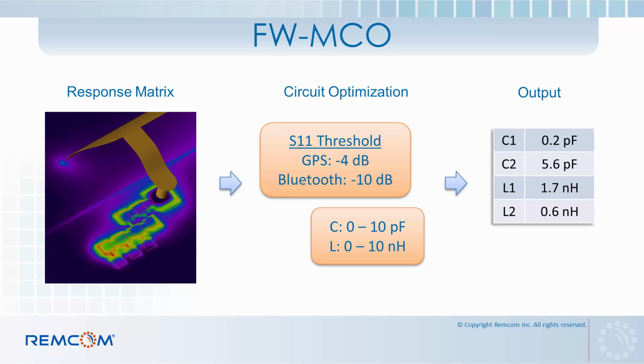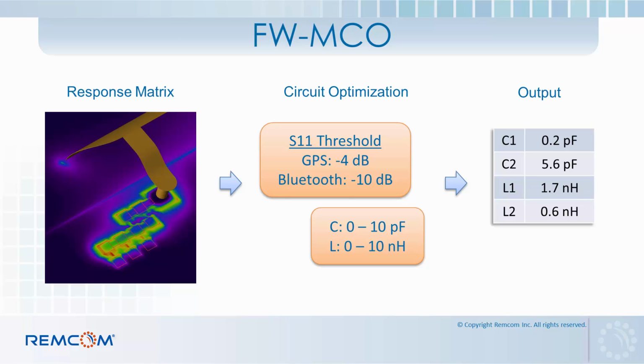Once this response matrix is finished running, then it's time to take that and input it into a circuit optimization. So the user defines what they want to optimize on. In this case, we are optimizing for S parameters. We wanted the GPS to be better than a 4 dB match, and we wanted the Bluetooth to be better than a 10 dB match. I could have optimized on efficiency if I wanted, but I used S parameters.